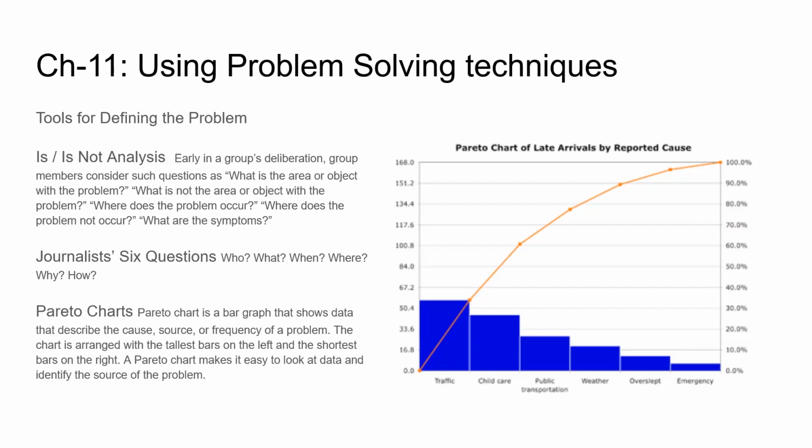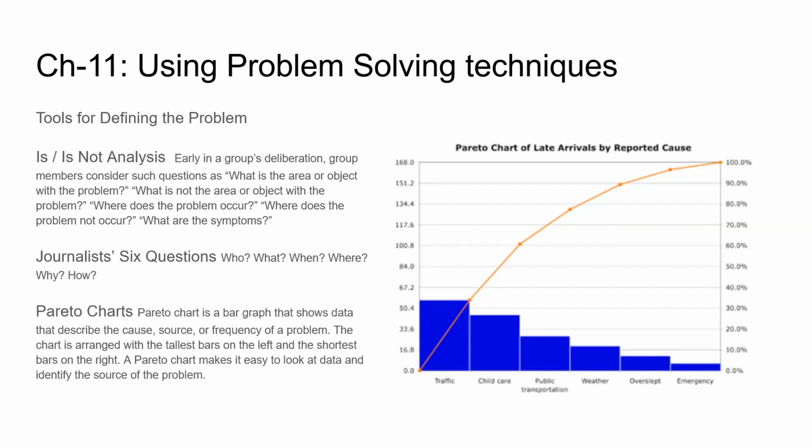This is stuff, by the way, that if you threw it out at a business meeting, like I created a Pareto chart, everybody's going to be impressed. So first one is the is-not analysis. Early in a group's deliberation, group members consider questions such as: what is the area or object with the problem, and what is not the area or object with the problem? Where does the problem occur? Where does the problem not occur? And what are the symptoms? So you can figure out the boundaries of it by asking a lot of questions like that.